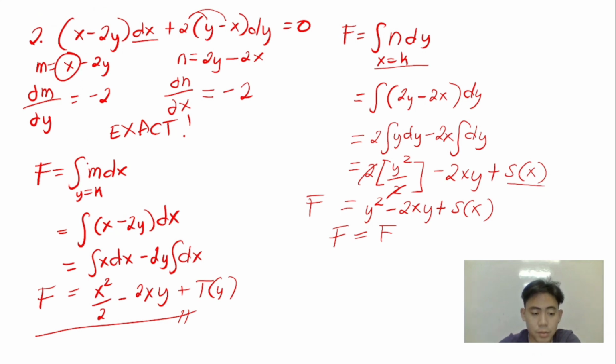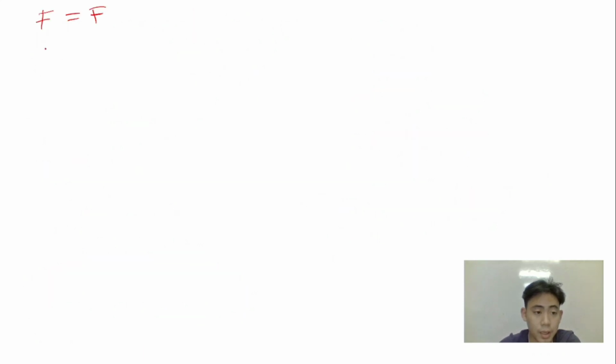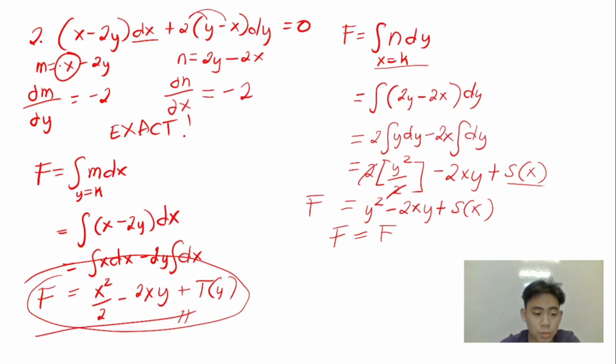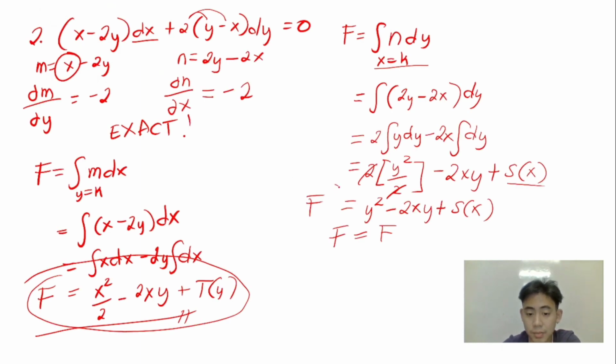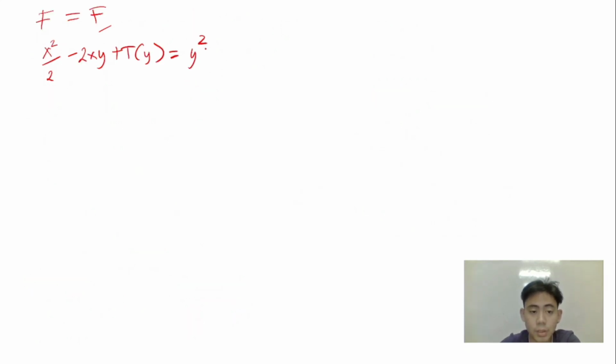So, dito na lang natin sa other side, sa other page. Okay? So, f is equals to f. Now, ano nga ba ang first f natin? Ito ang first f natin, yung may t of y: x squared over 2 minus 2xy plus t of y is equals to the second f. Ano nga bang second f natin? Ito ang second f natin, mga lods: y squared minus 2xy plus s of x.